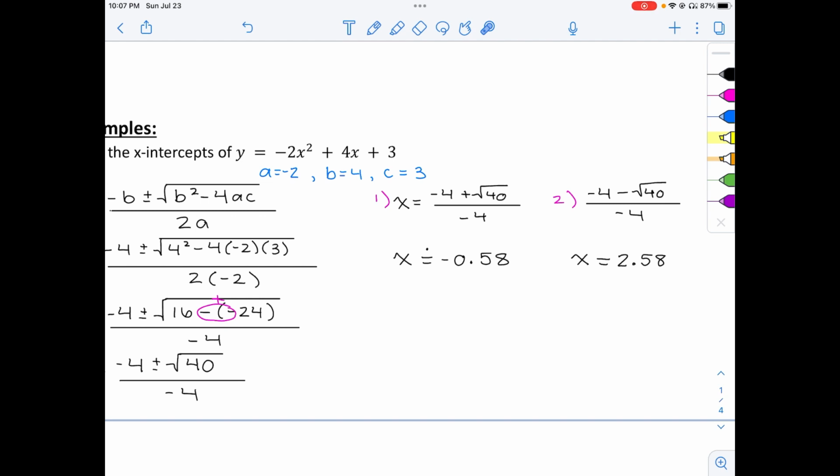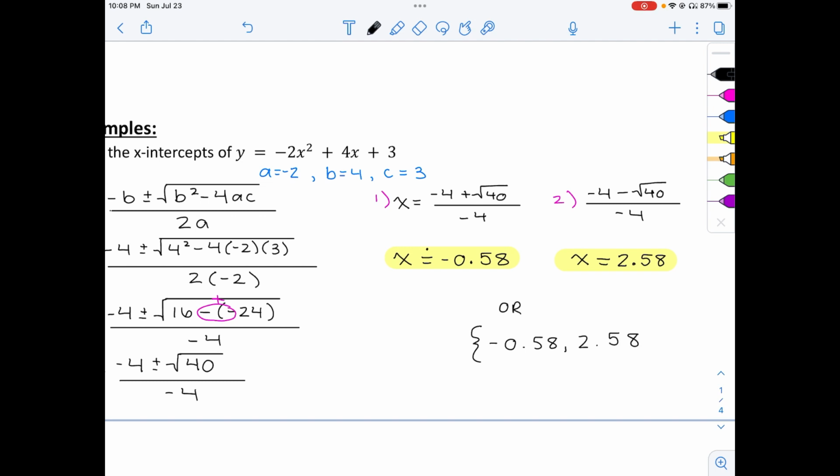So just make sure you know how your calculator is working and you typed that in correctly. Okay, so then our answers here, we have two of them because there's two x-intercepts, -0.58 and 2.58, or you could write them as a solution set as we saw last week, which is with the curly brackets like this. Either way of writing it is fine.